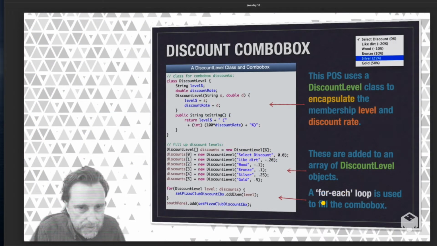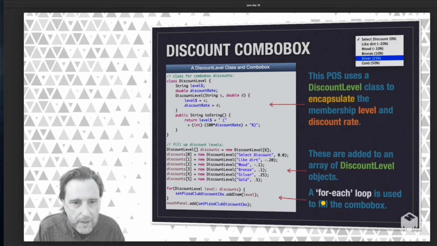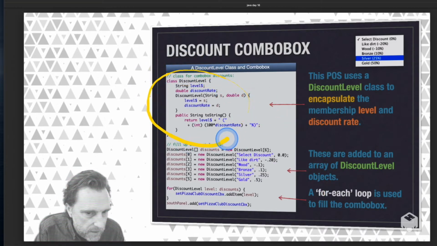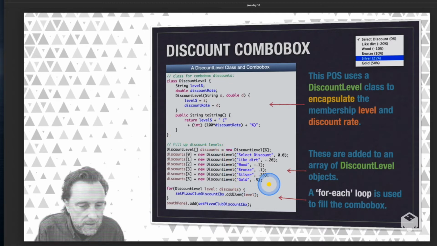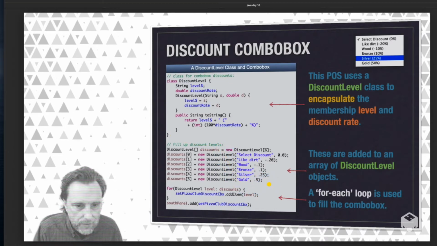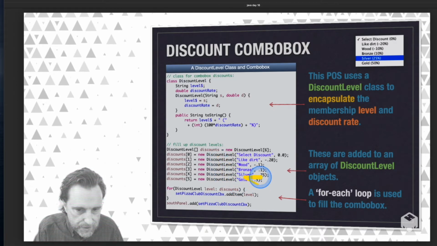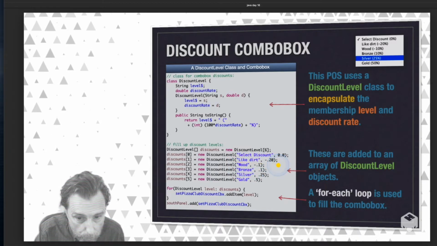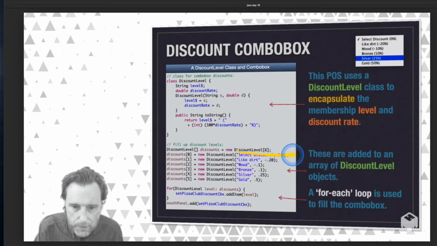Let's switch back to the keynote here. The combo box setup, here's that discount level we were just looking at. And then I create an array filled with these discount level objects, one for each of the levels: gold 50%, silver 25%, bronze 10%. For wood, you actually pay 10% more. For dirt, you pay 20% more. And then there's essentially an empty one, or a 0 one, which is select discount.